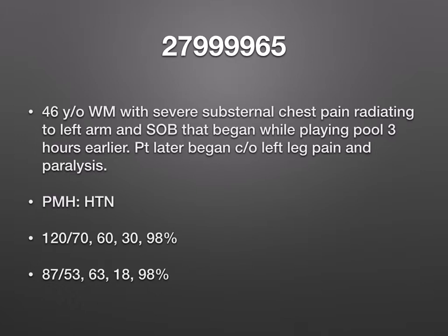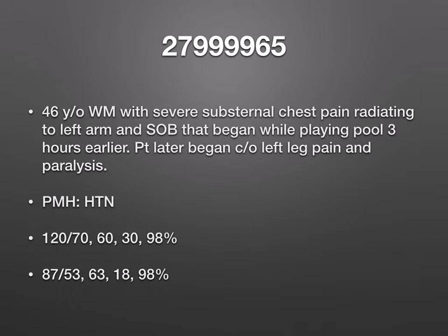That's problematic. So we have a really strong story for ACS here. Severe substernal chest pain that radiates to the left arm and is exertional. And we also have a pretty strong case for an acute stroke. Acute onset of left leg pain and paralysis. That combination, acute stroke, acute STEMI, so I'll let you in on a little secret. The ECG looks like a STEMI. So that's concerning, right? Strong story, two things.